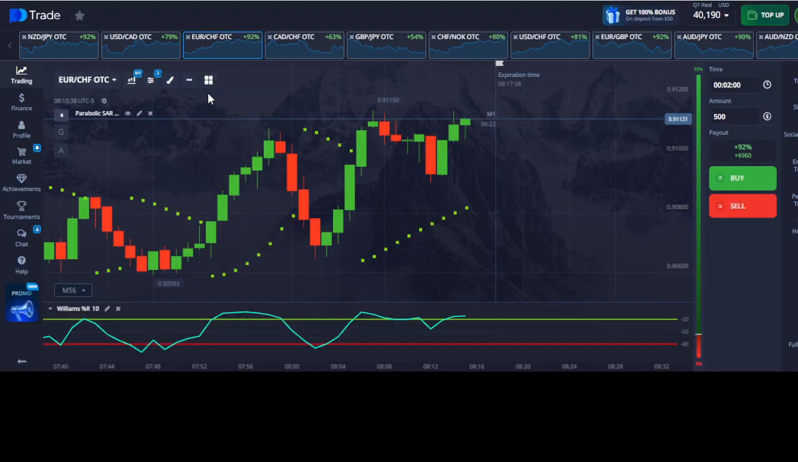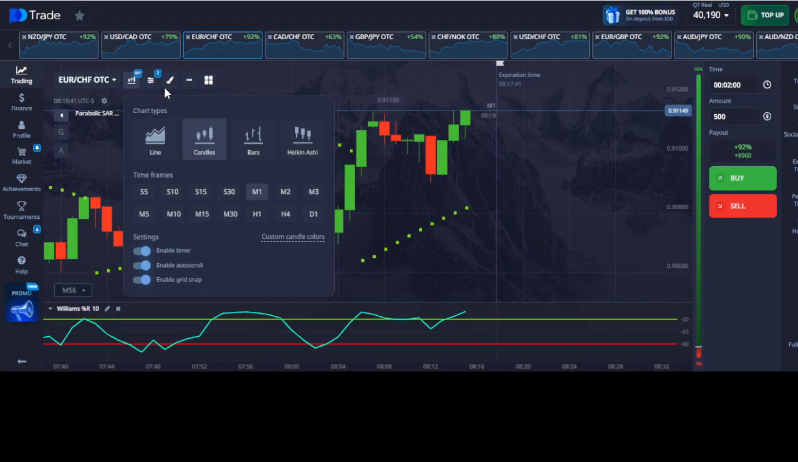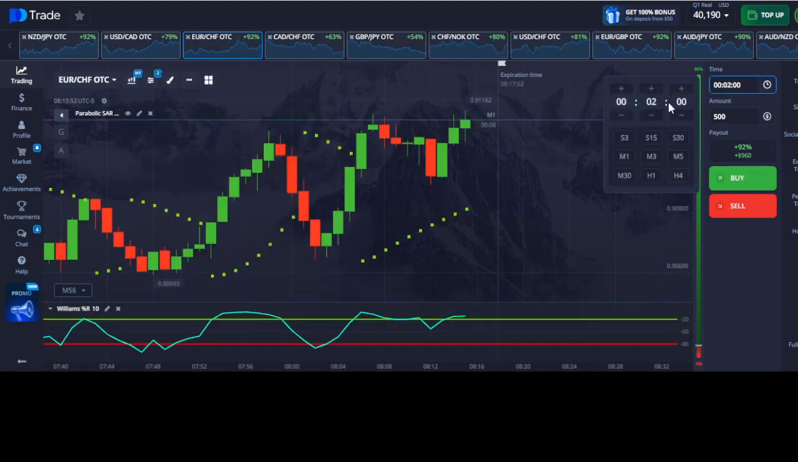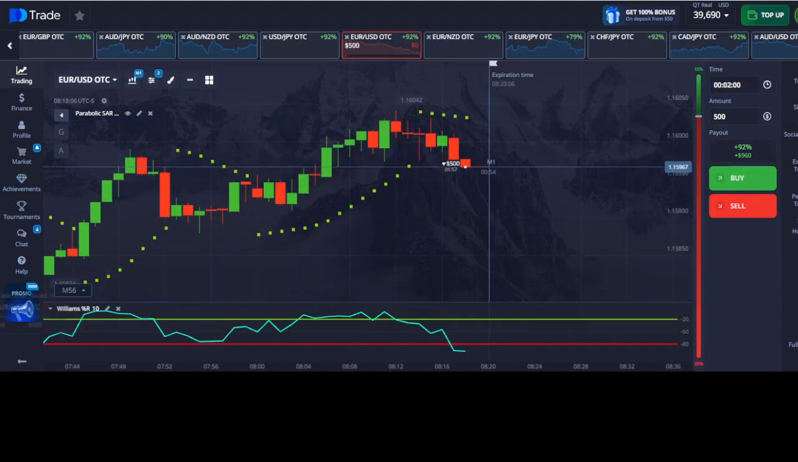And for my candlestick chart, I have the candle set to 1 minute regular Japanese candles. And for my trade timer, I have my trade set to 2 minutes. So I'll be taking fast 2 minute trades, binary options trades. Okay. So what I'm going to do now is I'm going to pause the video and look for some setups.